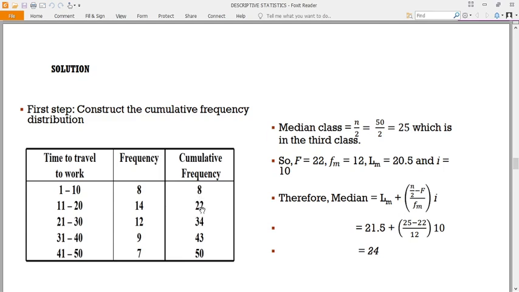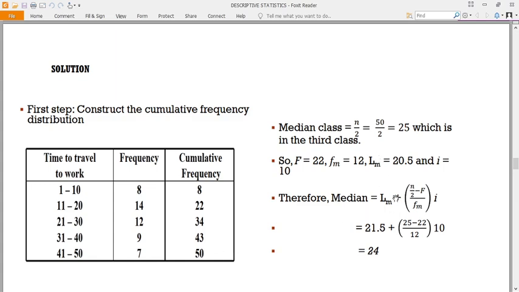So 8, to get the next, we add 8 plus 14, 22; 22 plus 12, 34; 34 plus 9, 43; 43 plus 7, 50. And remember our n, from the addition, is already 50. So you confirm this by comparing it to n. They should be the same. Once we have this, we are now going to substitute in our formula.